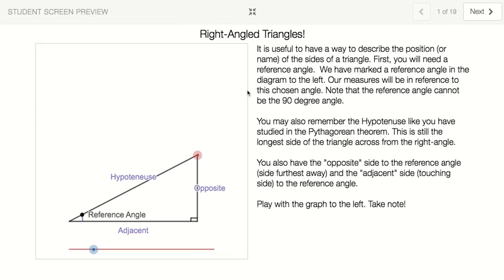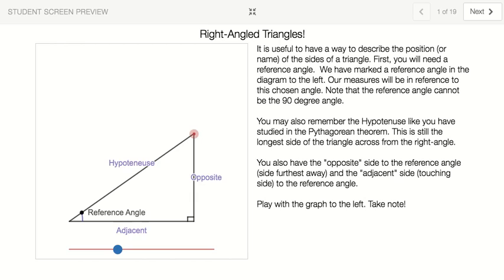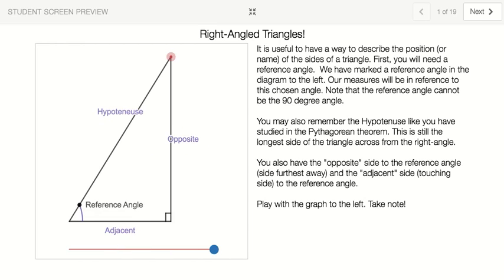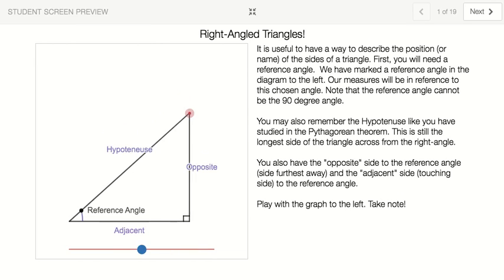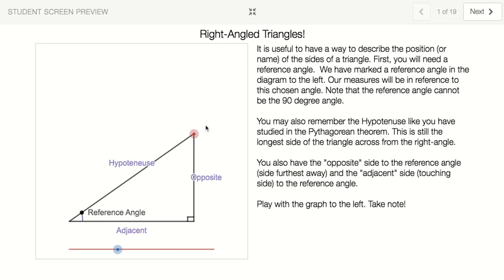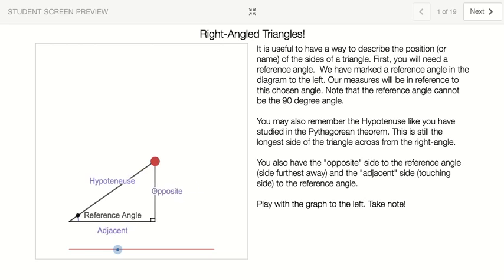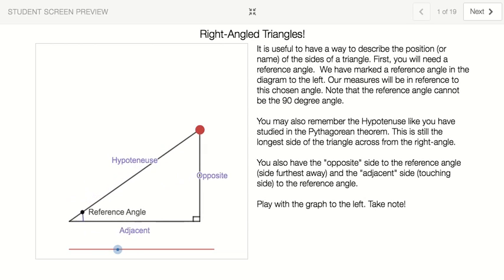Okay, hey guys, here's a quick video on the Desmos activity that I sent to you so that you can have an idea of what I expect you to do. As you can see, there are two sliders. This slider changes the angle, which in turn also changes your opposite, adjacent, and hypotenuse. And then there's also this vertex point that helps you change the size of the triangle.